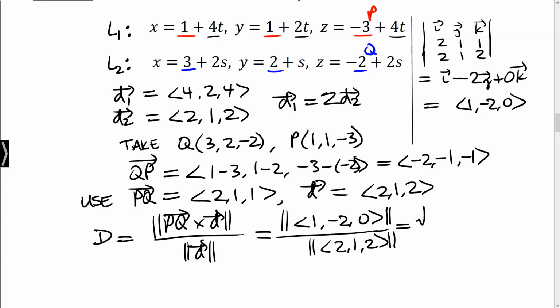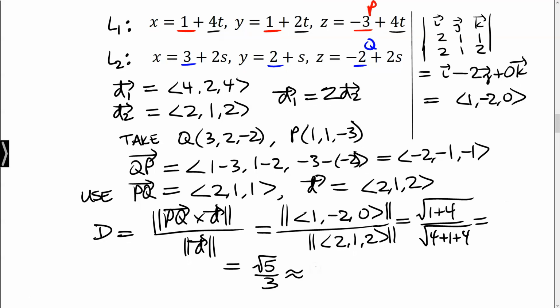So on top, that's going to be square root 1 plus 4. On the bottom, square root 4 plus 1 plus 4. So that makes a square root of 5 over square root 9, so square root of 5 over 3. And that's approximately equal to 0.75.